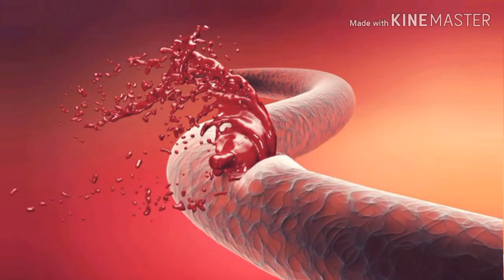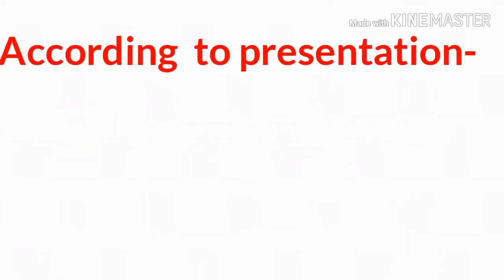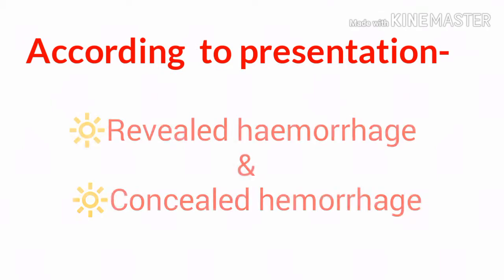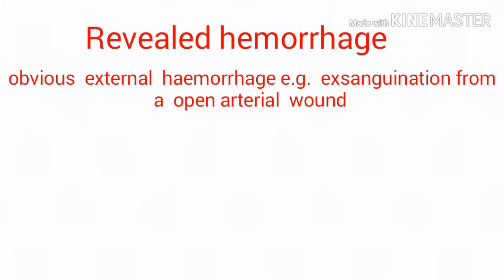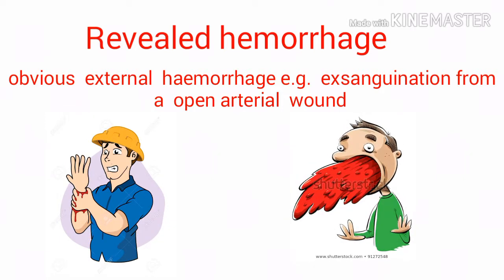Define hemorrhage. Escape of blood from the vascular system to the exterior. Classify hemorrhage. Classification. According to presentation, revealed hemorrhage and concealed hemorrhage. Revealed hemorrhage is the obvious external hemorrhage. For example, exsanguination from an open arterial wound, or massive hematemesis from a duodenal ulcer.